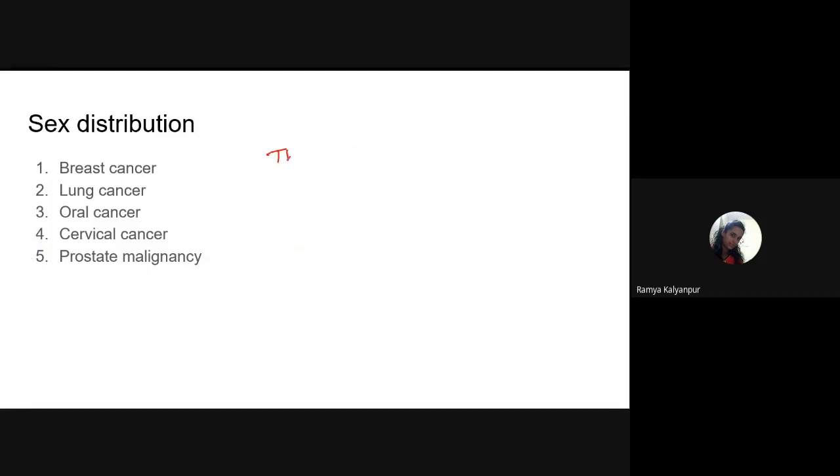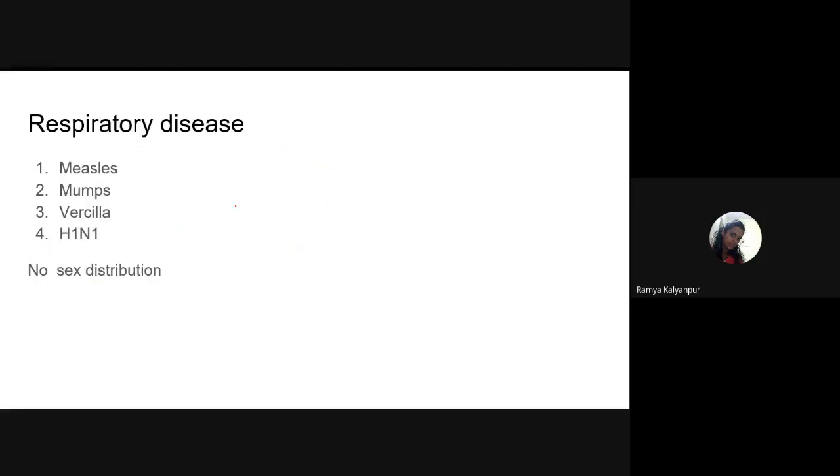Then, for example, thyroid problems like thyroid goiter, is more common in which one? We may say that it is more in females as compared to males, because thyroid is present both in males and females, but when we do the comparison, it is more in females. So remember, sex distribution comparison is very, very important.